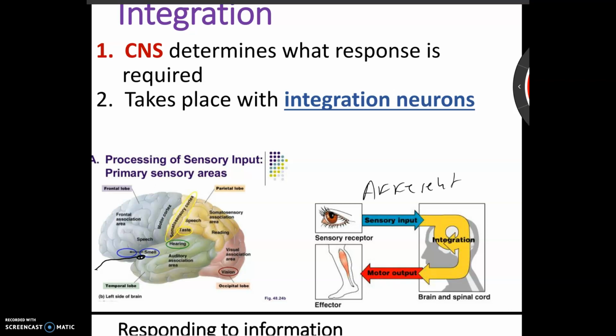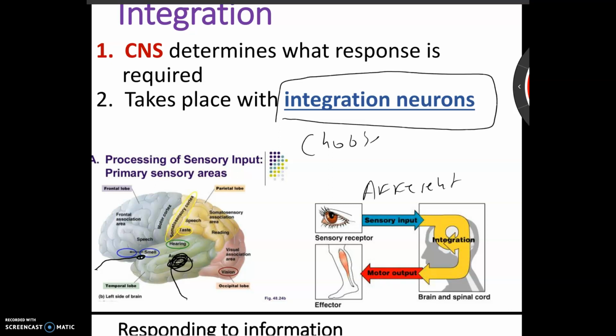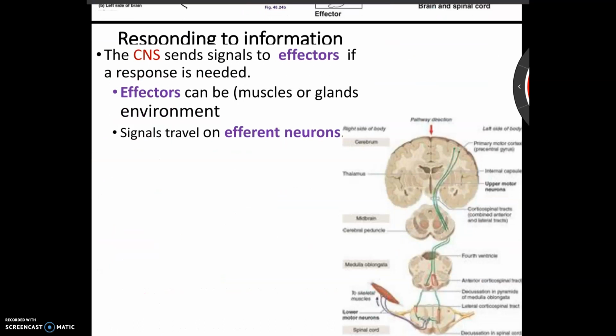What you're using right now, you have hair cells in your ear, they're detecting sound, it's actually going to end up right here in the temporal lobe, and you hopefully are hearing this. So the brain and the central nervous system has integration neurons. They choose what to do. So if you smell a skunk, you might choose to plug your nose or go somewhere else.